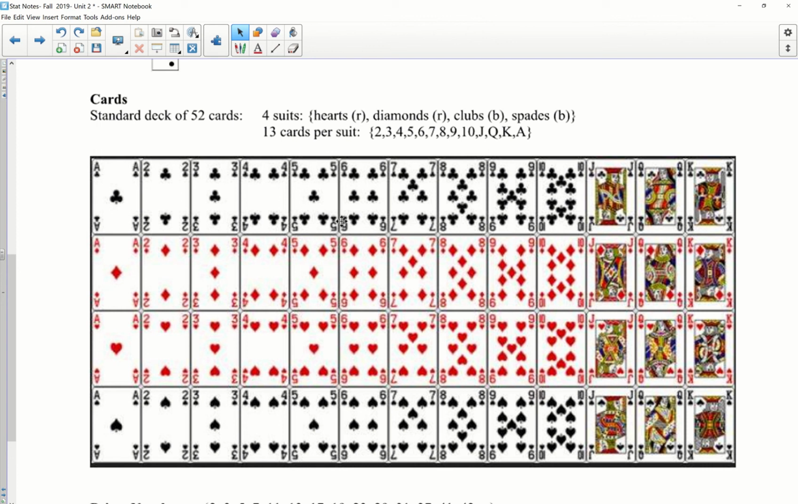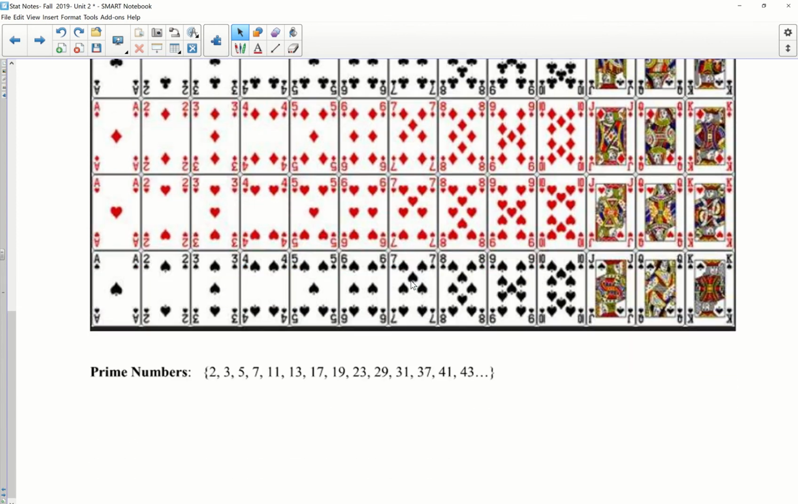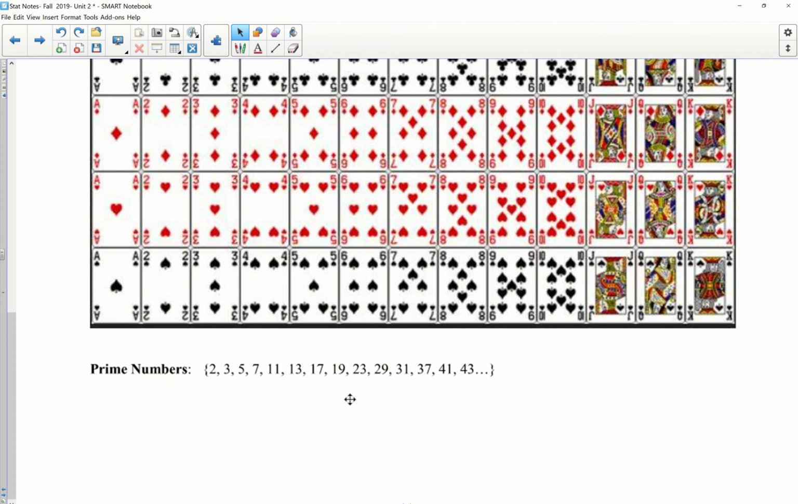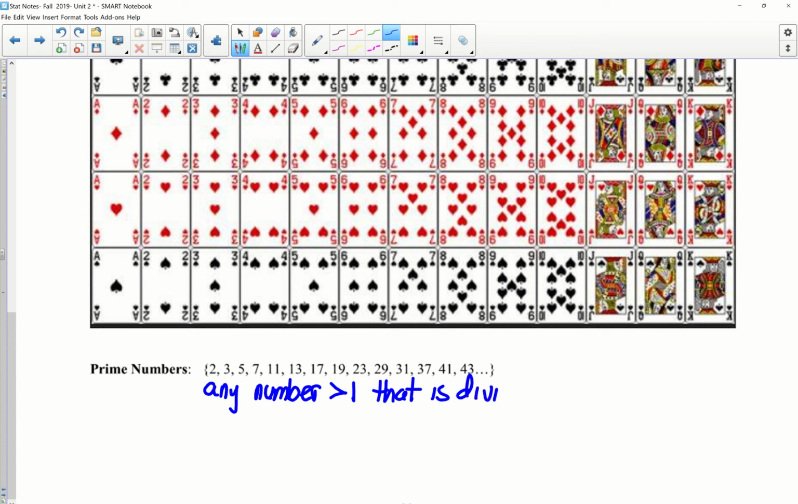It doesn't come out as clearly on your papers because it's not in color. But if you're not really familiar with a deck of cards, you may want to make a note of which ones are red and which ones are black. But if that's not something that's a problem for you, then you should be okay. Then you have the prime numbers. Definition of prime numbers: any number greater than 1 that is divisible by only 1 and itself.